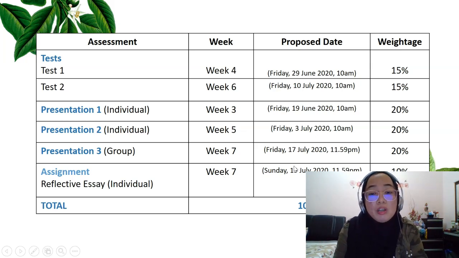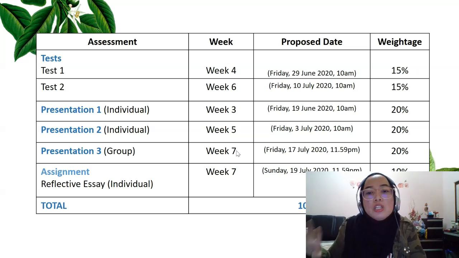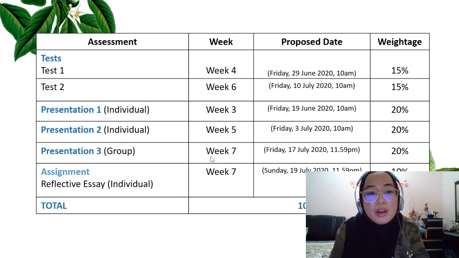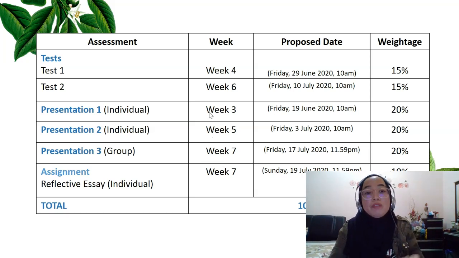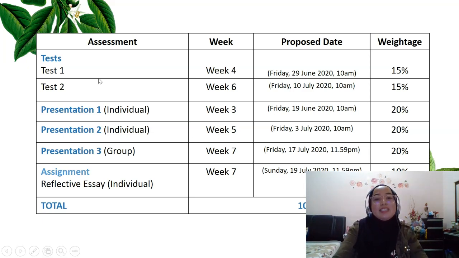And lastly, we have a reflective essay, and that is only 10%, and that one is due in week 7 on Sunday. So in week 7, you have a lot of things, I guess. Not only this course, you have a different course as well. Your presentation 3 will be due on Friday, whereas your reflective essay, which is individual, will be due on a Sunday.